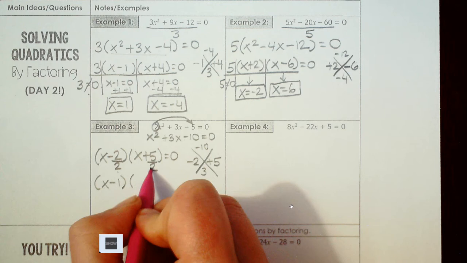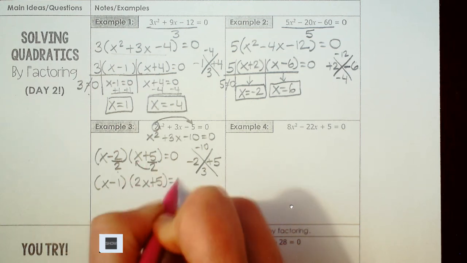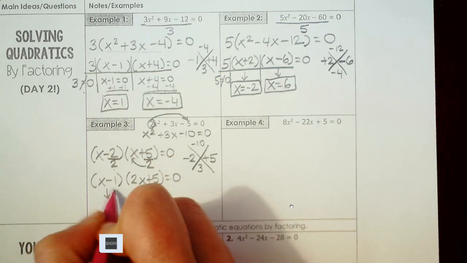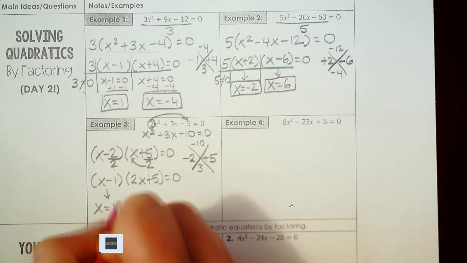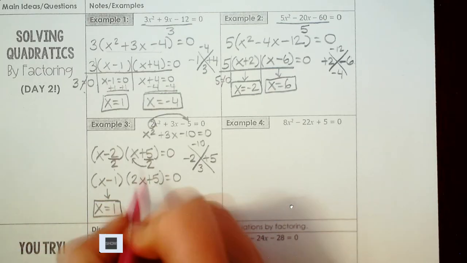This doesn't simplify, so we do bottoms up. 2x plus 5 equals 0. And because it's equal to 0, now we have to solve. So set them equal to 0. If I set this one equal to 0, I would add 1, so x equals positive 1. This one's a little bit harder. So let's do this one.